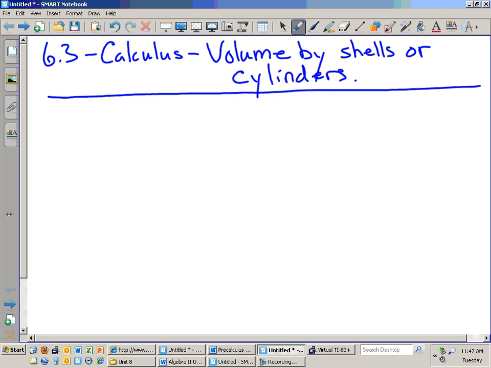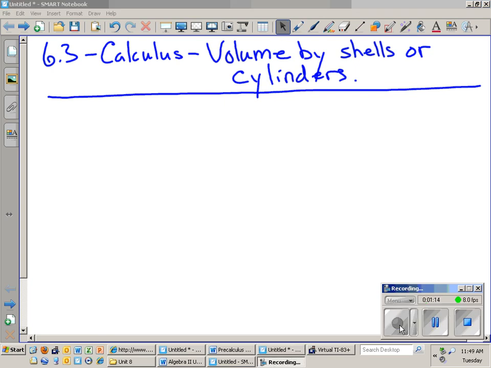I don't think that this is really all that bad, but I think that the most difficult part, as I've spoken with people about, is being able to view it. So you guys have seen a disc method, you've seen a washer method. Today we look at a shell or a cylinder method. This is not the recommended method of choice.